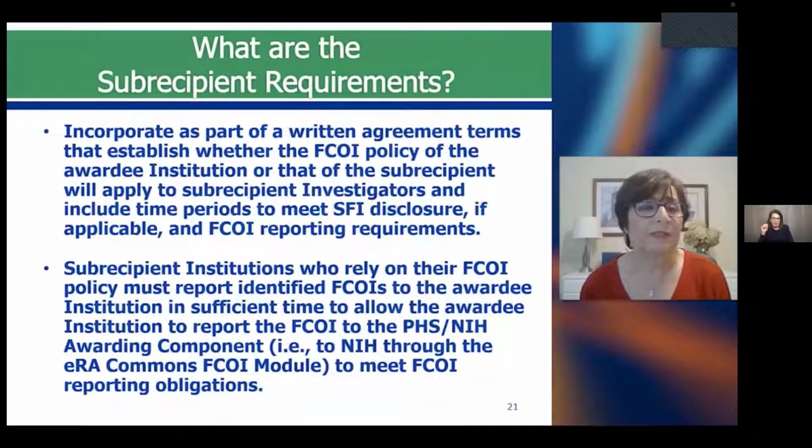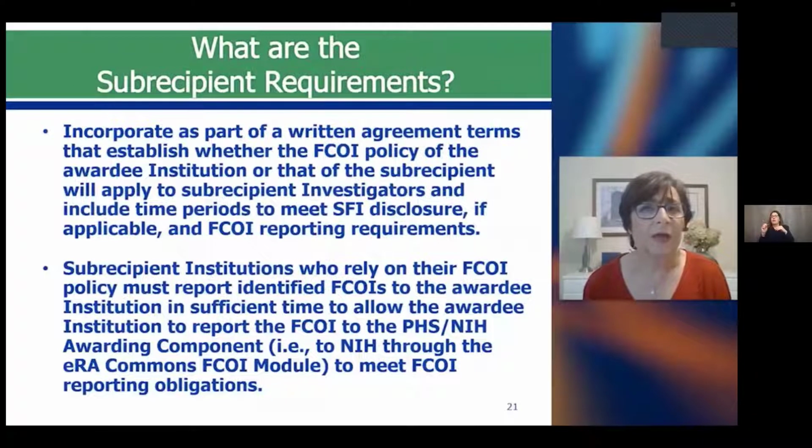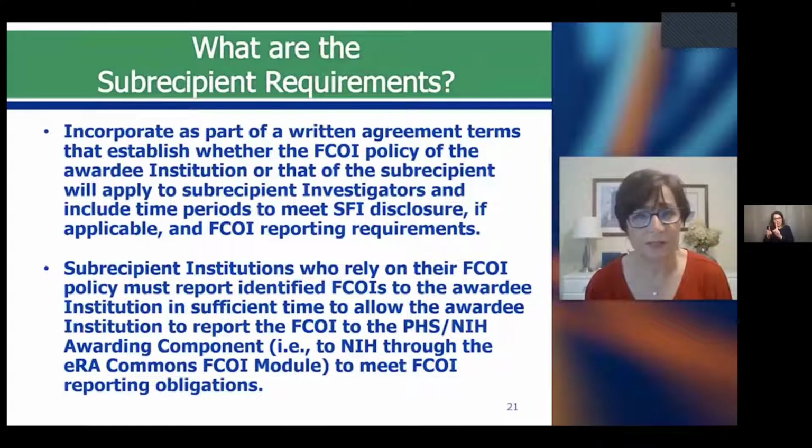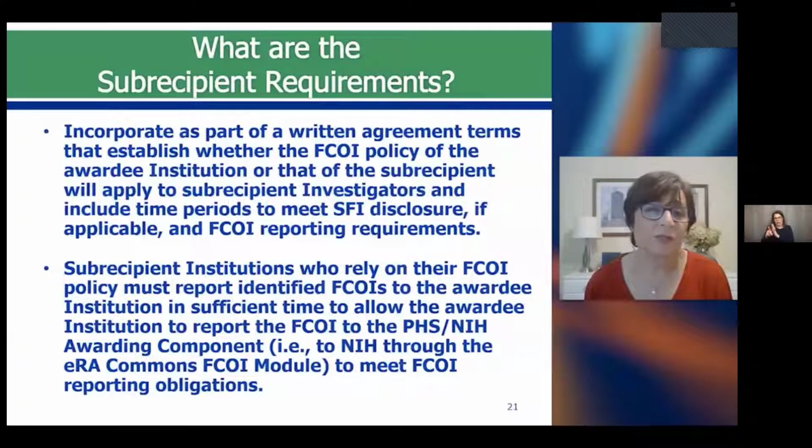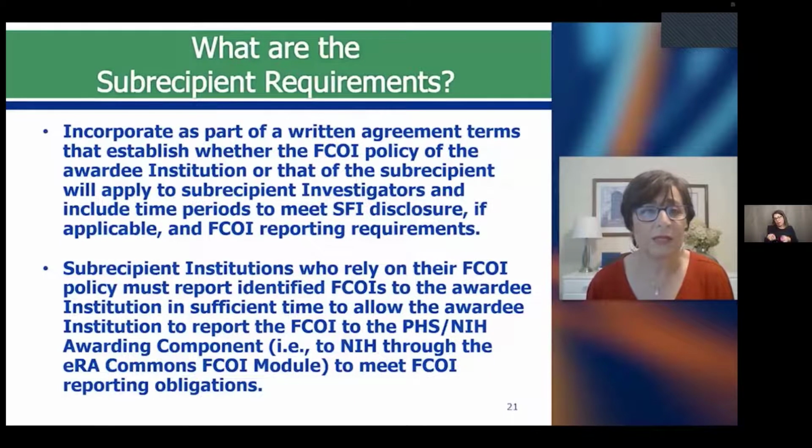I mentioned earlier about subrecipient requirements, and like I indicated before, your consortium agreement will need to establish whose policy applies to the subrecipient investigator. If you're working with a subrecipient that receives a lot of grant support, then most likely you'll let them comply with their institution's policy. But if it's an institution that doesn't get NIH support, it may be easier for you to just have the subrecipient investigators disclose their SFIs to you for a determination of FCOI, and then your institution would develop the management plan, monitor investigator compliance, and report the information to NIH.